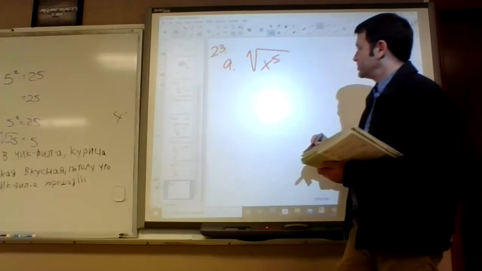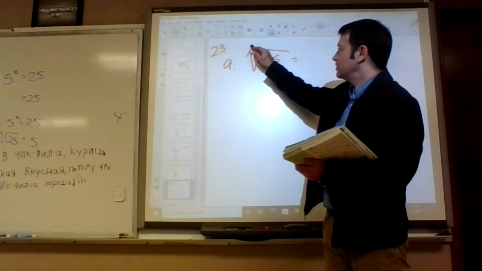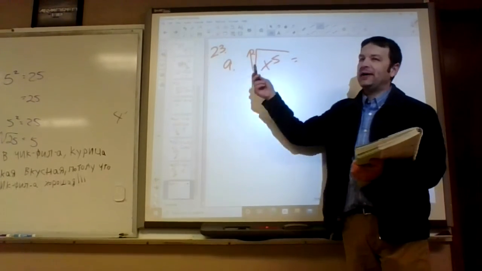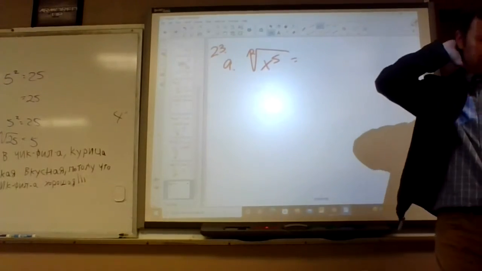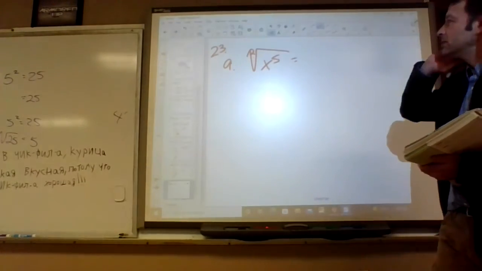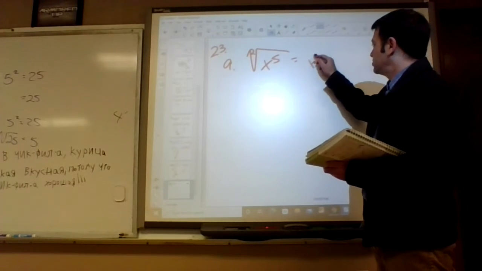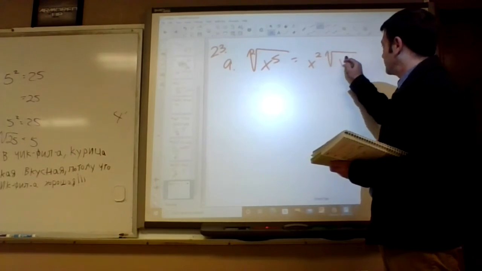x to the fifth. So how do we simplify that? Remember, if there's no number right there, there's an invisible 2. So we're going to do 5 divided by 2. What would that be? It would be 2 with the remainder of 1. So x squared, with the remainder of 1.